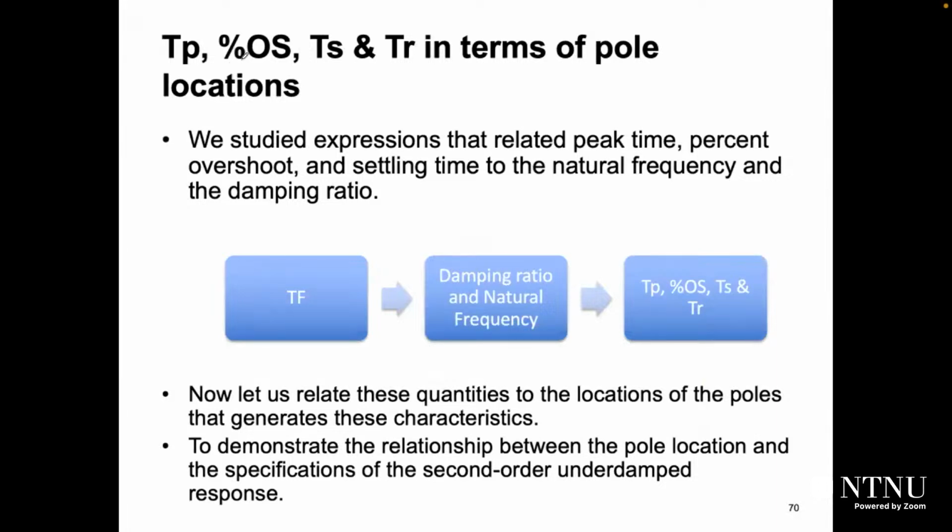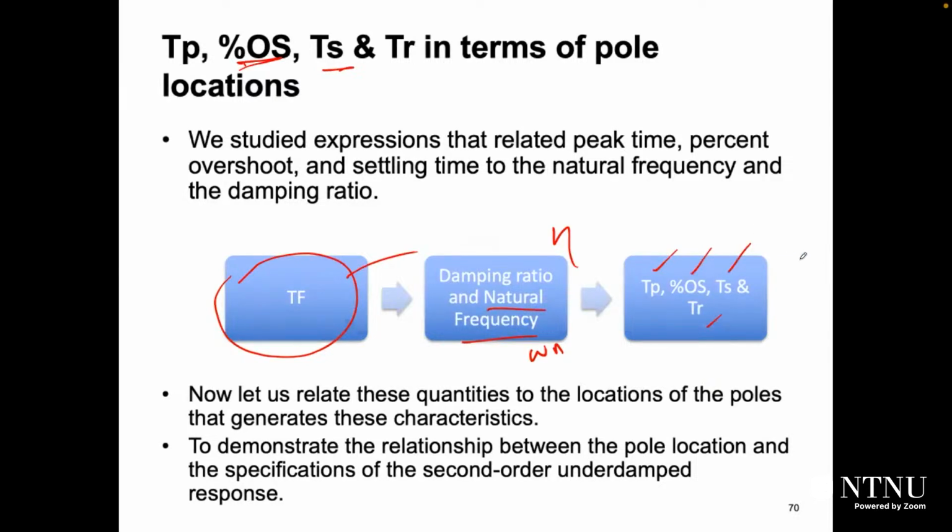Peak time, percentage overshoot, settling time, rise time, in terms of pole location. We need to understand this in terms of pole location. We studied expressions which relate peak time, percent overshoot, and settling time to the natural frequency and the damping ratio. To do this, you start from the transfer function, from which you get damping ratio zeta and natural frequency omega n. And we have formulas for calculating peak time, percentage overshoot, settling time, and rise time.